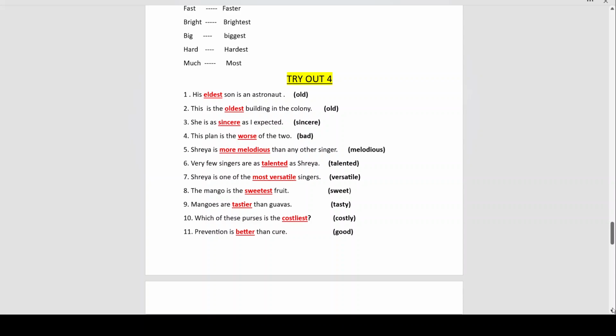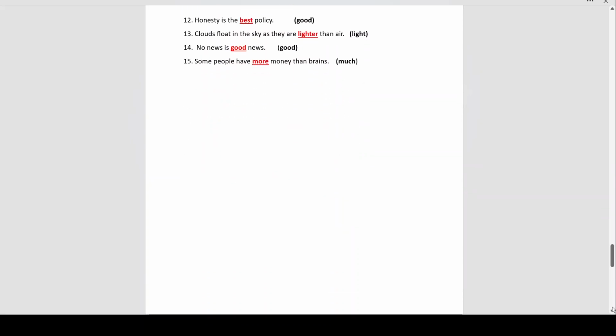Number 11. Prevention is dash and cure. Good, better, best. Now, because I am comparing two things in the same quality, prevention and cure, I will use the comparative degree of good as better. Next, honesty is a dash policy. Good. Now, there can be many policies. I am not comparing two policies with honesty. I am comparing honesty to many policies. So good, better, best. Therefore, I will use the superlative degree here, best.